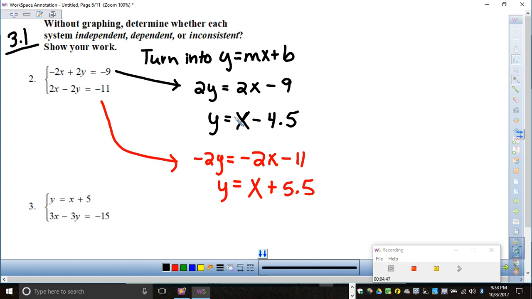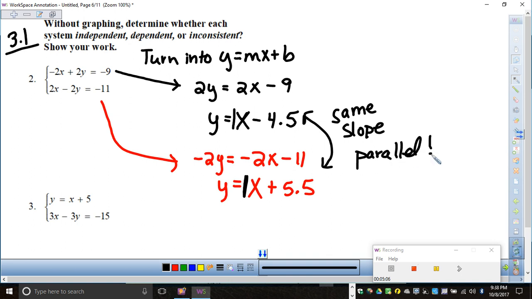All right, so what I notice here is that this line has a slope of positive 1, this line has a slope of positive 1, but see they have different y-intercepts. And what do we know about lines that have the same slope? They are parallel. And if they're parallel, they're never going to cross, they're never going to intersect, and so this one is no solution.